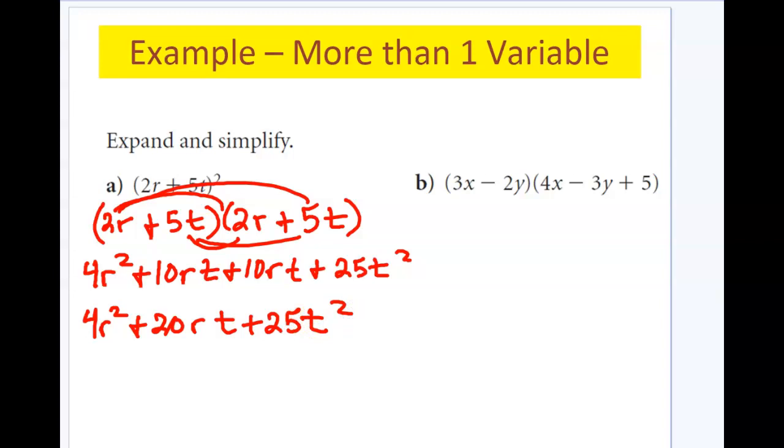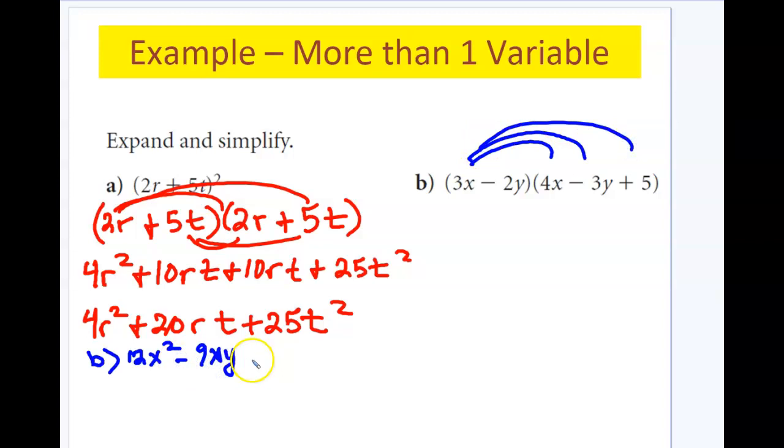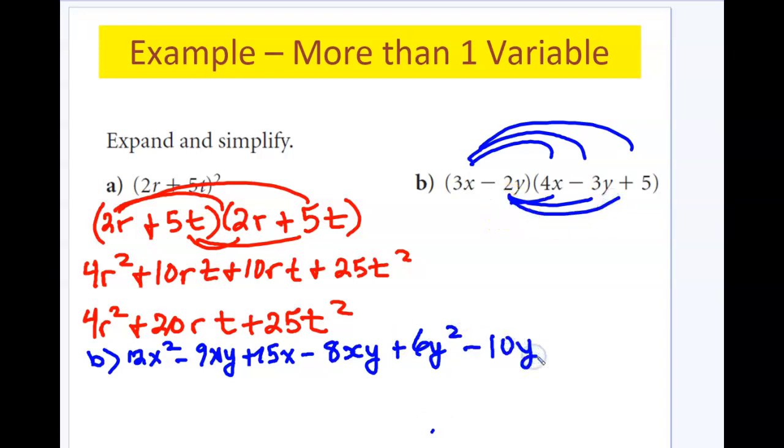All right, for question B, again, I'll try and squeeze it in down here. 3x times 4x is going to give me 12x squared. 3x times negative 3y is negative 9xy. 3x times 5 is positive 15x. Distributing the negative 2, I'm going to get negative 8xy. That's going to be positive 6y squared, and that's going to be negative 10y.